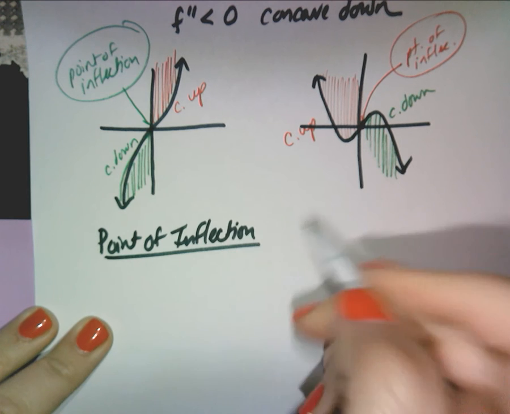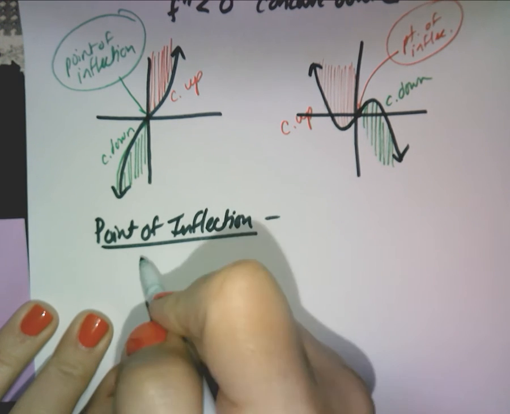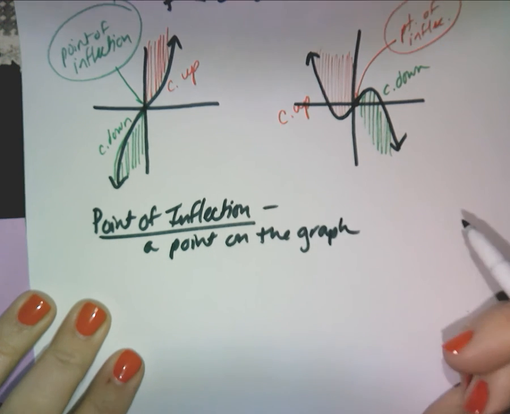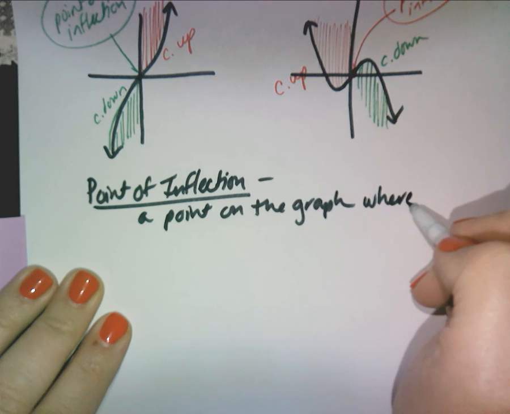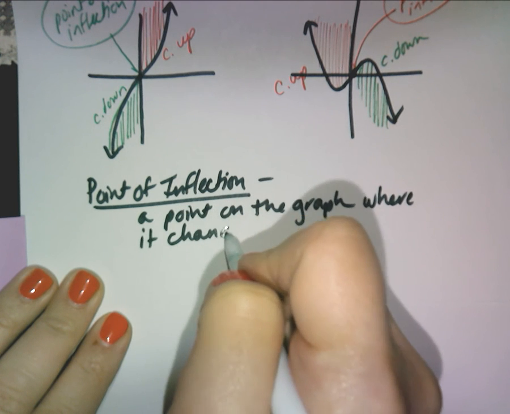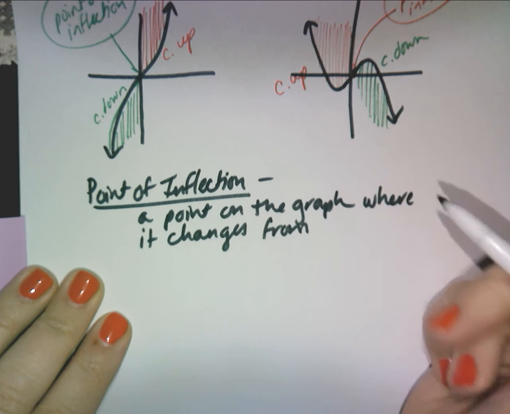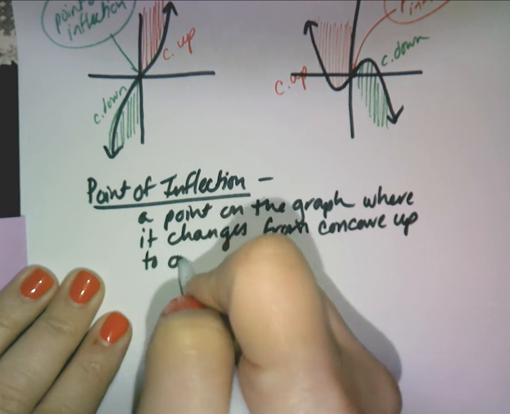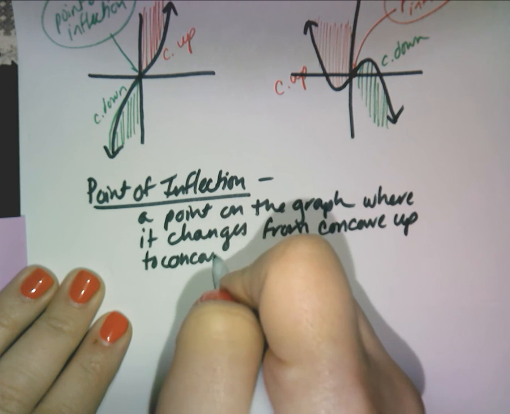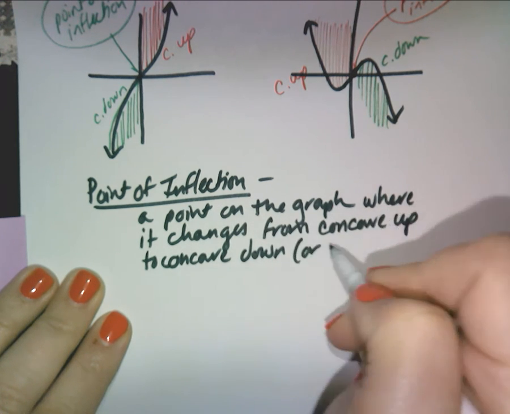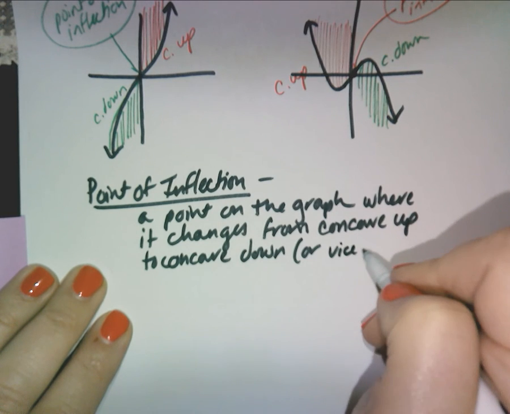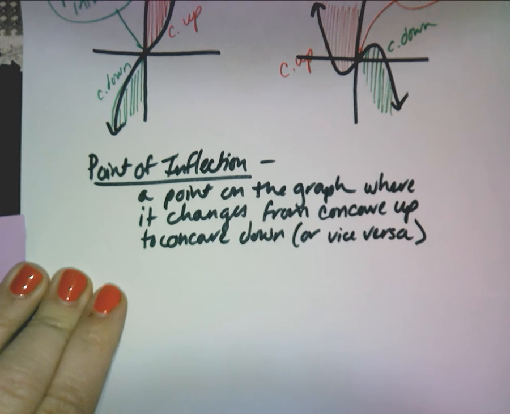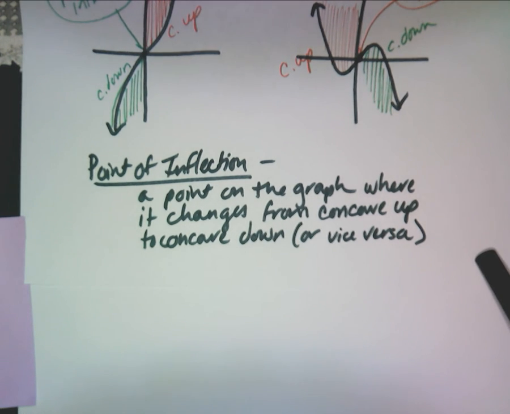A point of inflection is a point on the graph where it changes from concave up to concave down, or vice versa, concave down to concave up. Okay, a point on the graph where it changes from concave up to concave down, or vice versa.